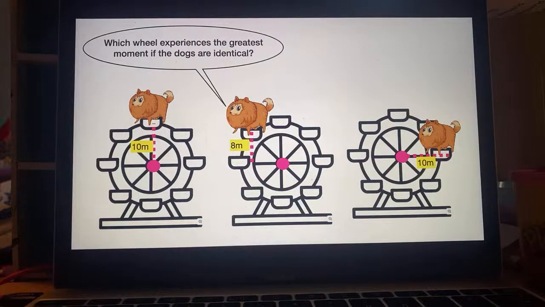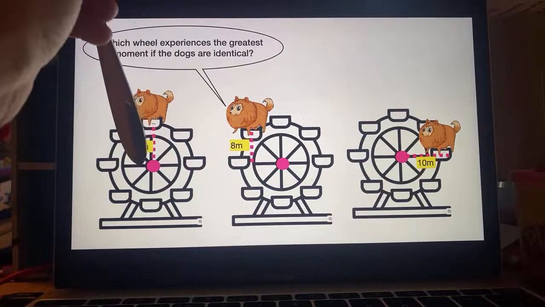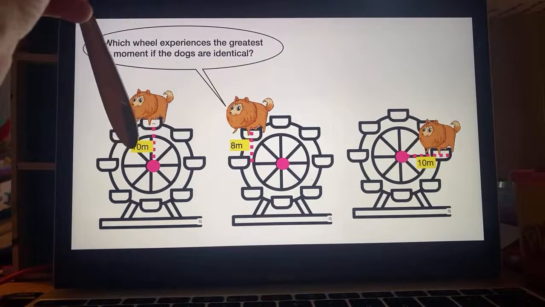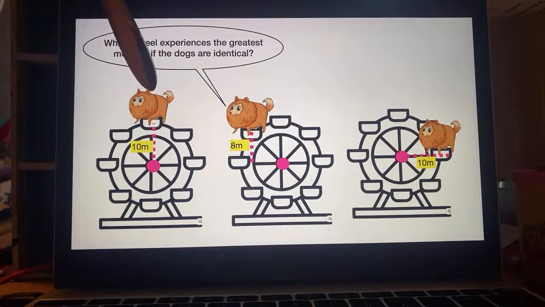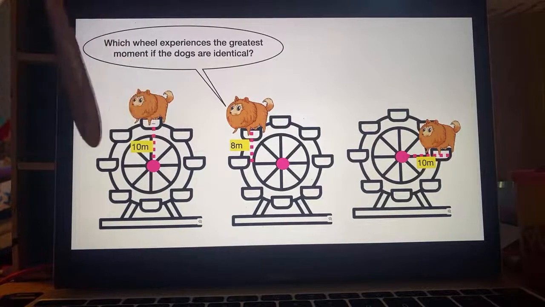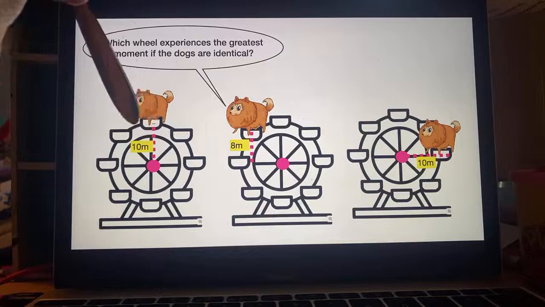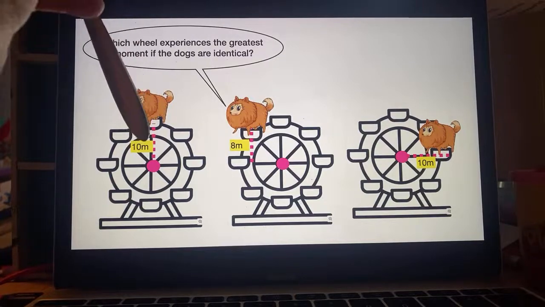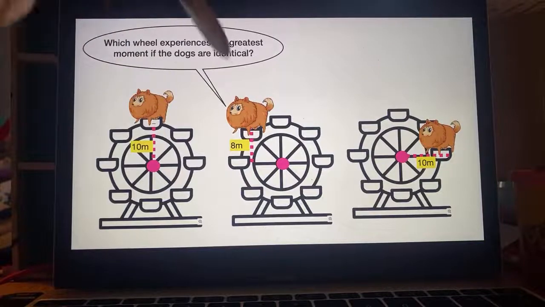Hopefully you're saying the answer is definitely not the first one, because Janet is sitting directly over the pivot. So she's 0 distance from the pivot. So there would be no turning effect there at all, would there? If Janet was perfectly balanced over the pivot, there would be 0 turning force, because however much Janet weighed, whatever the force was pushing down, you'd be timesing it by 0 because it's 0 distance from the pivot. So there's no moment there at all.